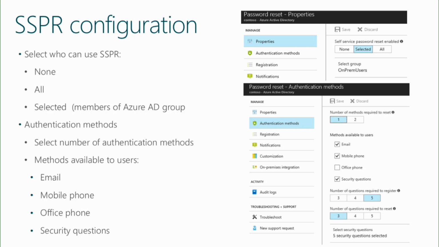Send the user an email. This assumes, of course, you're logged on to your email. Use their mobile phone, either through a security application or a text message. Use their office phone, either through a call, it'll actually call the office phone, or ask security questions. Now, the mobile phone and office phone obviously require the correct phone number be configured. And the security questions work like security questions you might see on a typical web page.